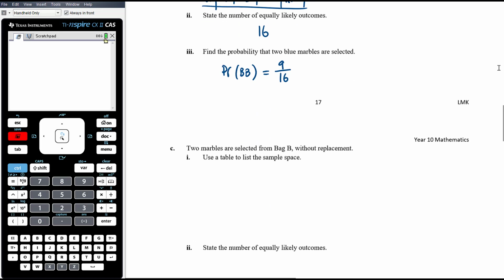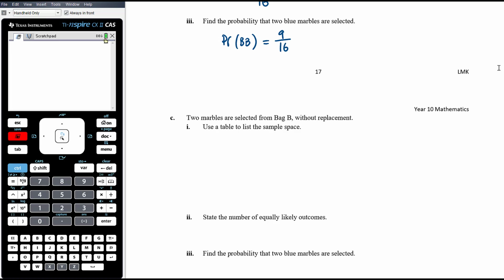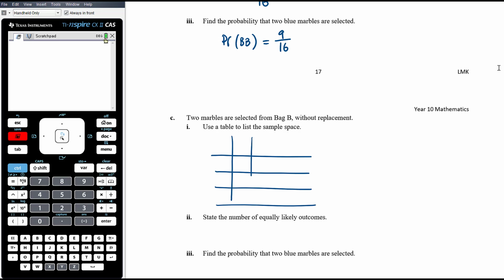Okay, part C, 2 marbles are selected from bag B without replacement. Use a table to list the sample space. Bag B had 1 of each: a blue, a red, and a green. Blue, red, green, blue, red, green. So let's make this our first selection and this our second selection, because this time it's without replacement.